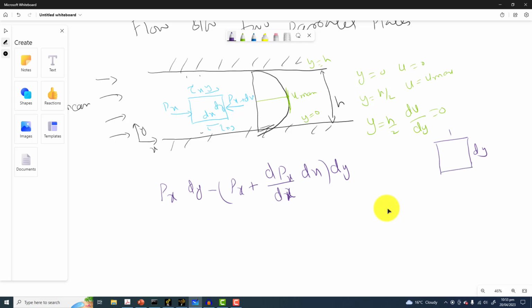So you can see the area of a rectangle is equal to 1 times dy, or simply dy, and then minus shear stress into area. So the area here would be equal to dx, plus the shear stress that is in the y direction, or xy.